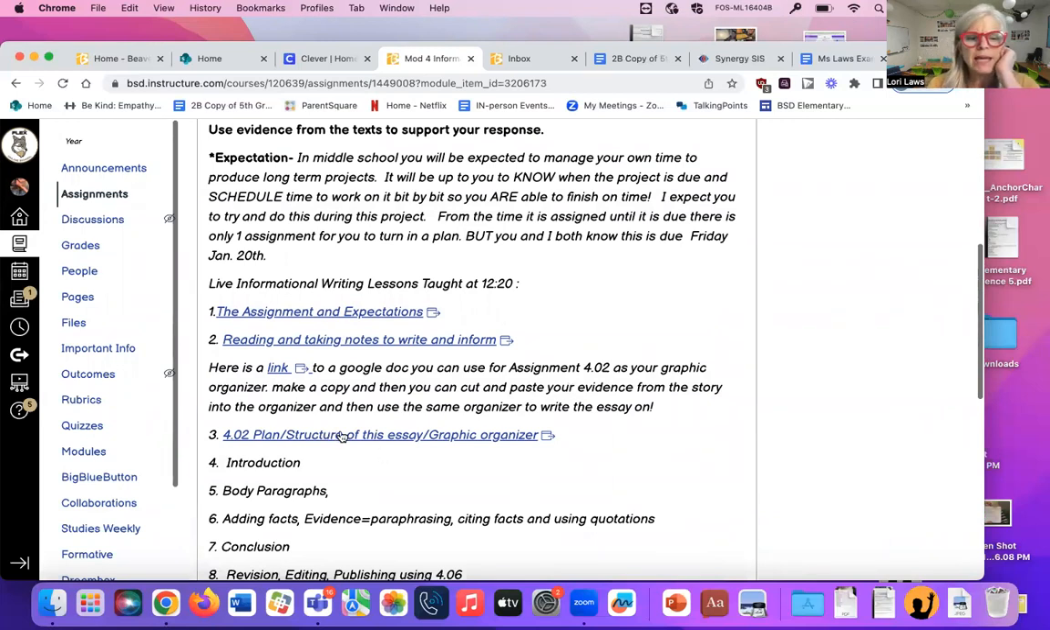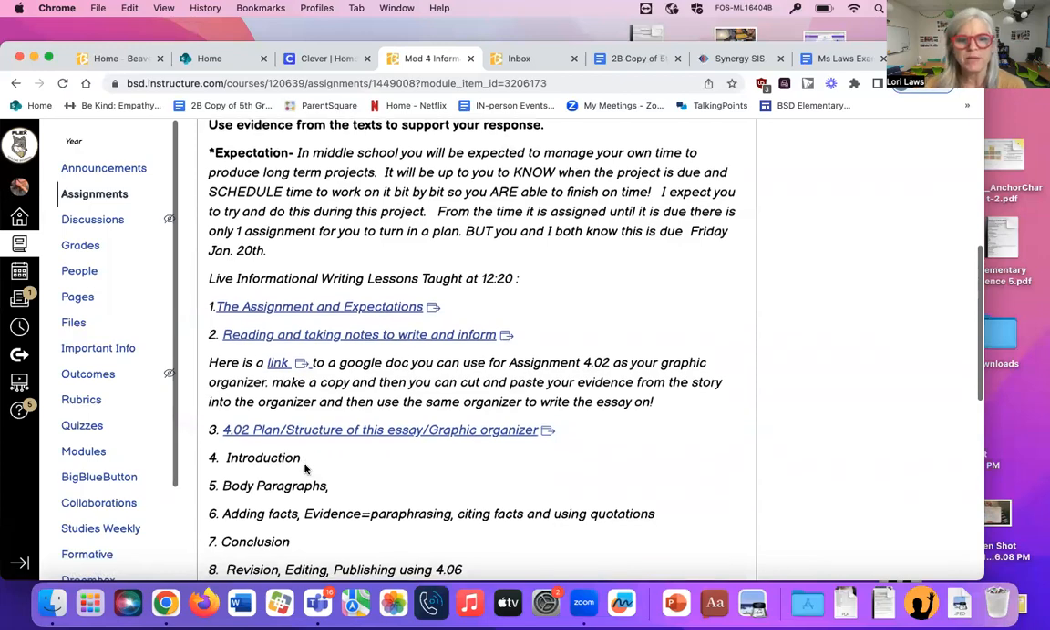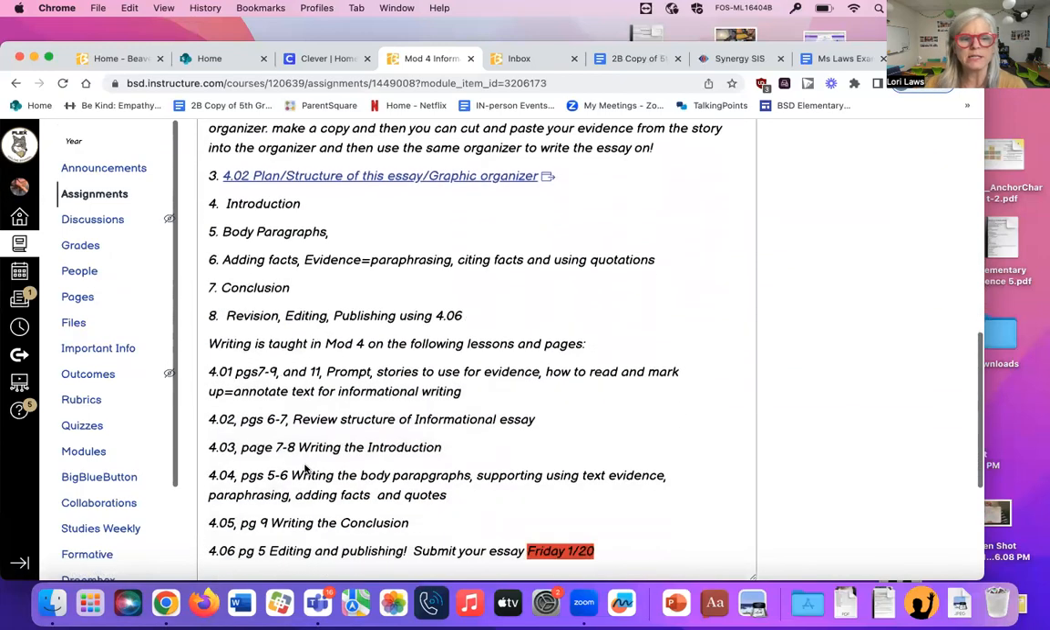And then the plan or structure of this essay we talked about on Friday, and your graphic organizer is due today, planning your essay. Today is lesson 4, introductions. Now remember, this essay is not due until the 20th, and today is the 9th. So you're almost halfway through your essay. The part that you have left is writing the essay and then editing it. So if you've done everything you're supposed to do, it's going to go just fine.